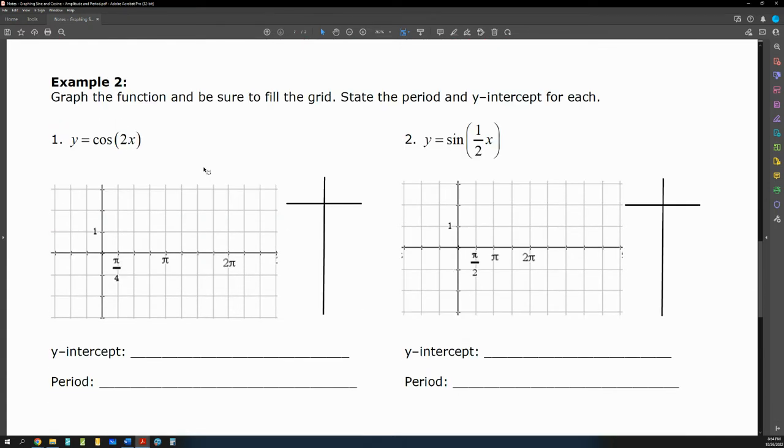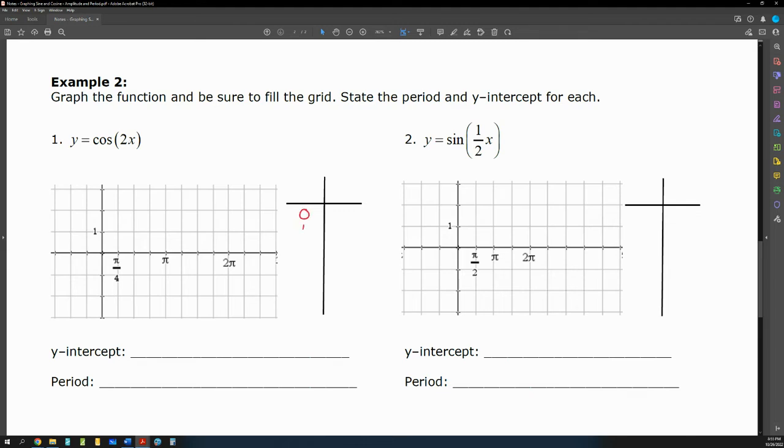Example 2, we're expecting a period change. This is a horizontal compression by a factor of 1/2. So if I were to create a table of values here, I'm going to ask myself for what values of x do I want that when I multiply by 2, I get those quadrantals. Okay, so I'm looking for those quadrantals, 0, pi halves, pi, 3 pi halves, and 2 pi. So I'm looking for what values when I multiply them by 2, I get those quadrantals.